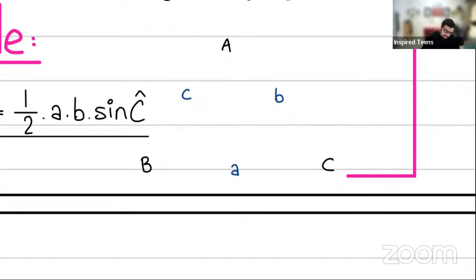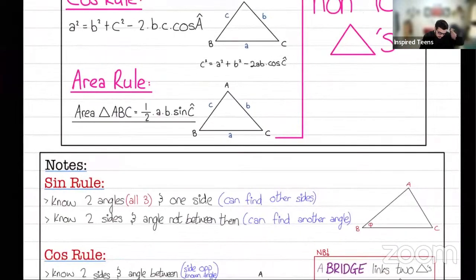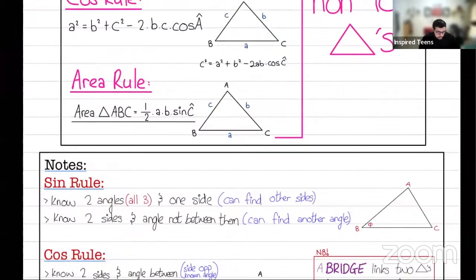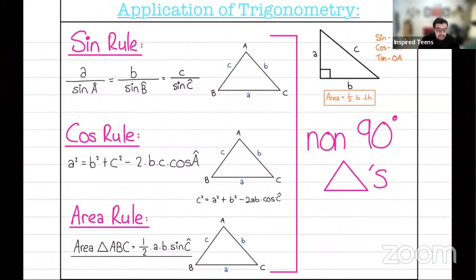We could say half times C times A times sine B, the angle in between. Okay, so just keep that in mind. It's always the case when it comes to the area rule: half times two sides and then the angle in between. And sine rule, cos rule, area rule, these are for non-90-degree triangles.